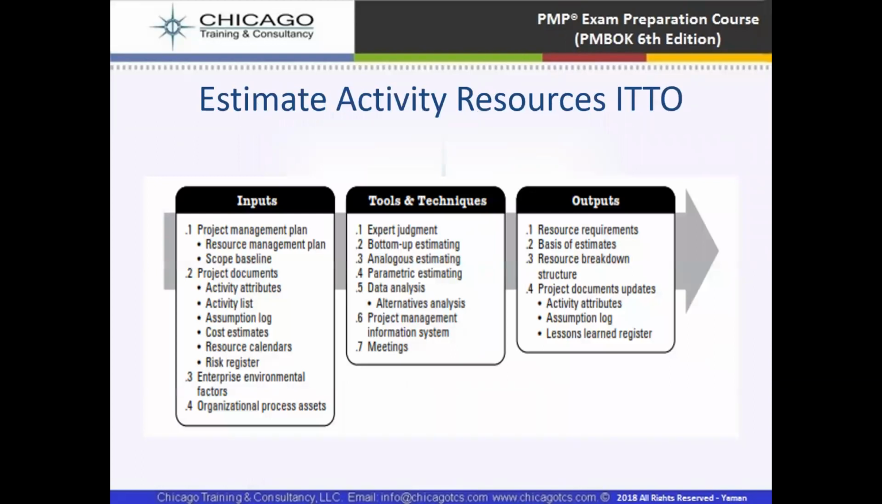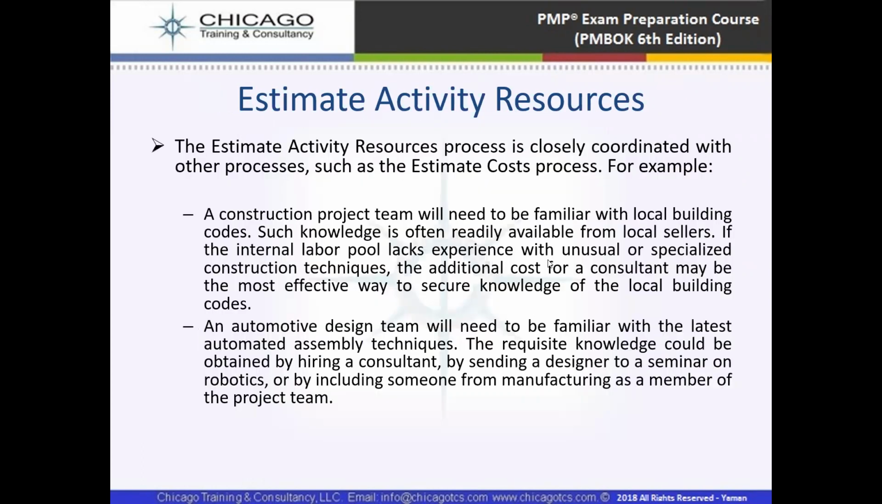Here are the inputs, tools and techniques, and outputs to the estimate activity resources process, which we are going to discuss here. This process is closely coordinated with other processes such as estimate cost. So basically it is also related to, or coordinated with, estimate cost.